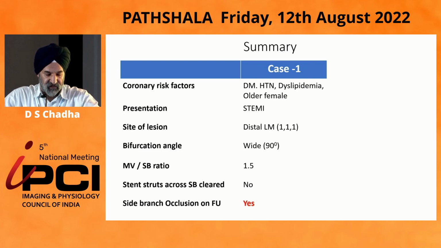Main vessel side branch ratio was about 1.5. She had struts across the side branch which were not cleared. What I mean is that final kissing was not done. And what we noted at follow-up is that she had branch occlusion.